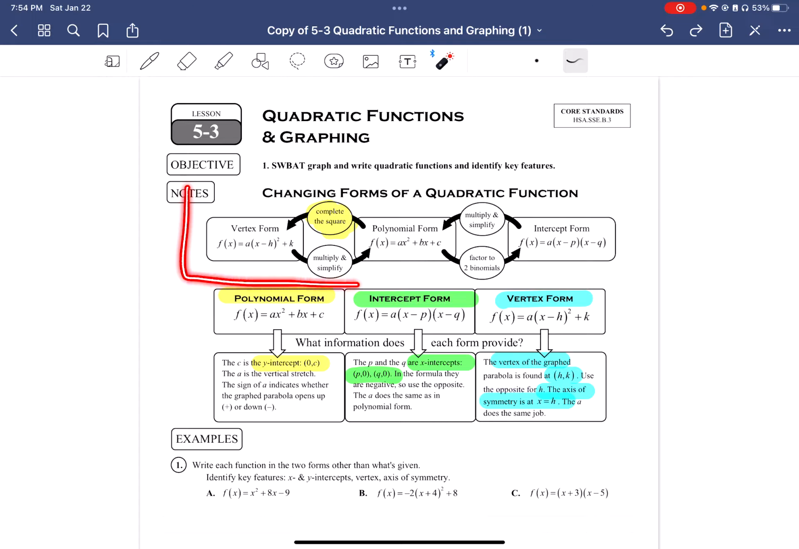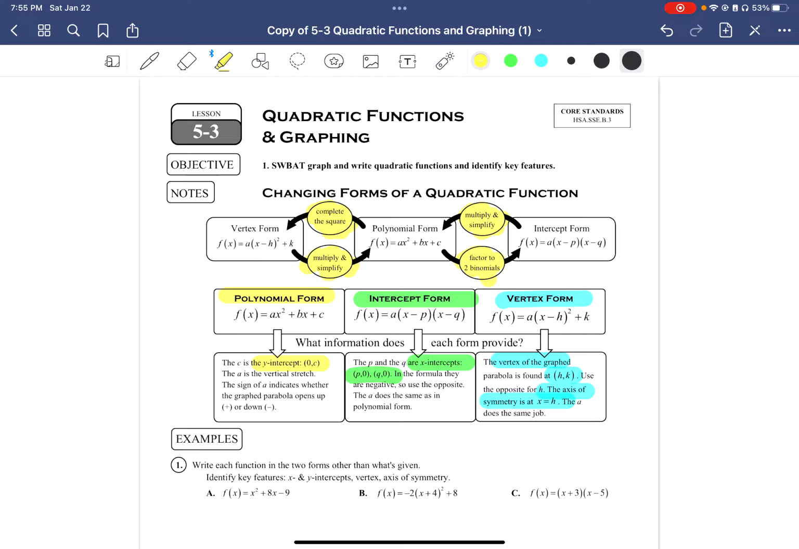And then this piece up here just shows you how to go from one form to another. So you actually already know how. It just reminds you how to do it. For example, if you want to go from vertex form to polynomial form, then you multiply and simplify. If you want to go from polynomial form to intercept form, then you're going to factor two binomials. So everything in these little circles you should already know how to do. And don't worry, we'll practice and we'll go over them. But this graphic is just a reminder to help you remember which one to use.